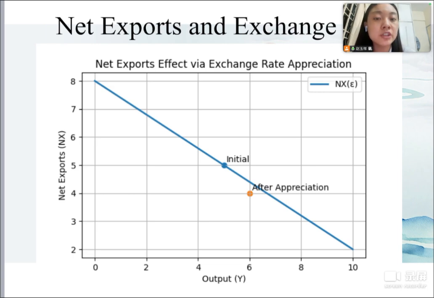In conclusion, using the IS-LM-IP model, we can see that contractionary monetary policy in an open economy with a flexible exchange rate leads to a decrease in output, a fall in exports, an increase in imports, and a decline in net exports. That's the end of my explanation.